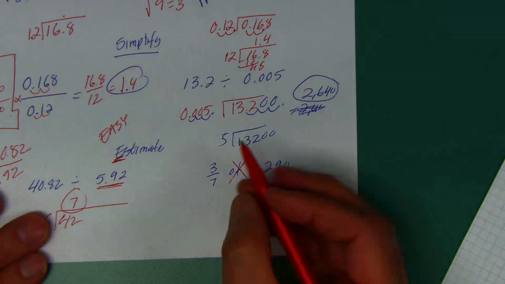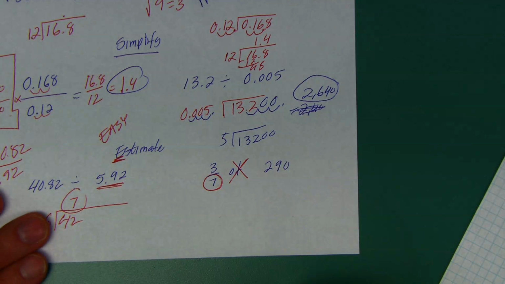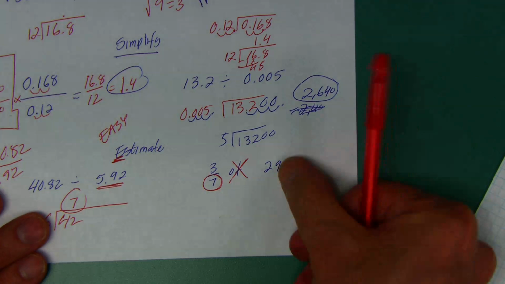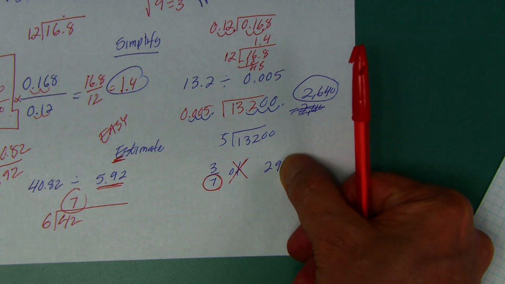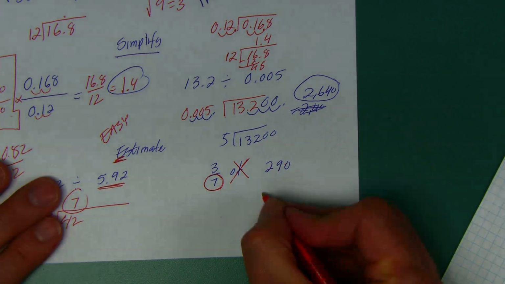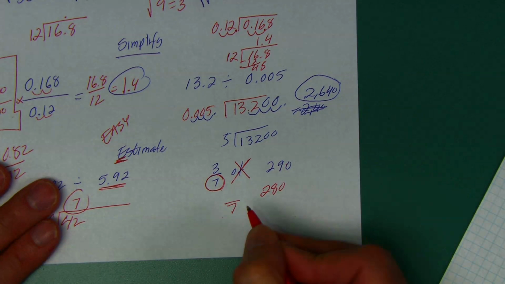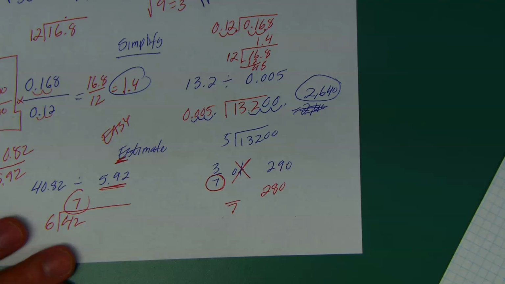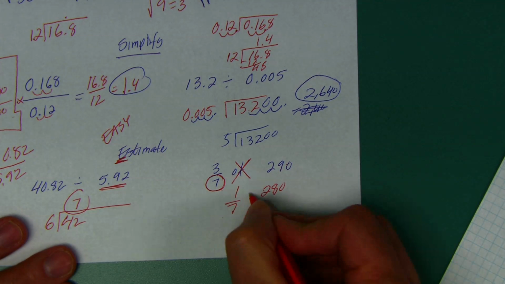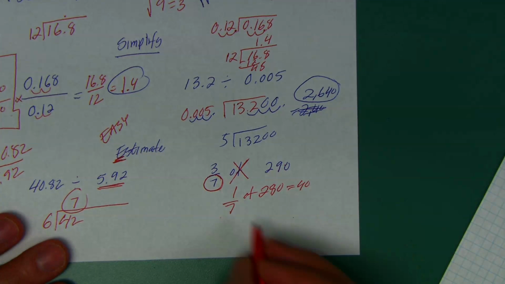Okay, when you're estimating, when you have a fraction of a number, what you're doing is you're saying that bottom number goes into a number close to this. Does 7 go into 29? No. Does it go into a number close to 29? Hopefully you recognize it goes into 28. So I'm going to change this to 280. All right, 300 wouldn't make it easy. And then I say 7 goes into 28 4 times. So 7 goes into 280 40 times.